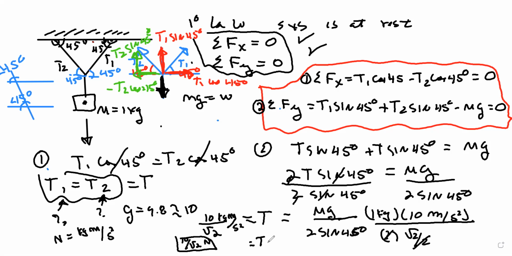So we have found the tension in cord 1. We can put it over here. Tension 1 is equal to 10 over square root of 2 newtons, and tension 2 is the same thing. So tension 1 and tension 2 are going to be 10 over square root of 2 newtons.